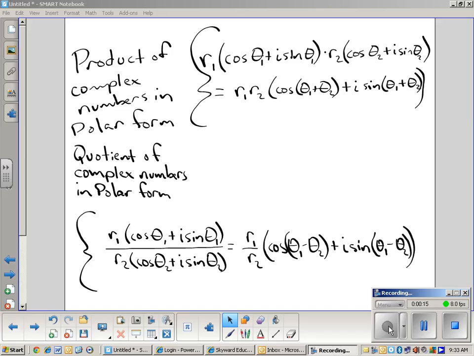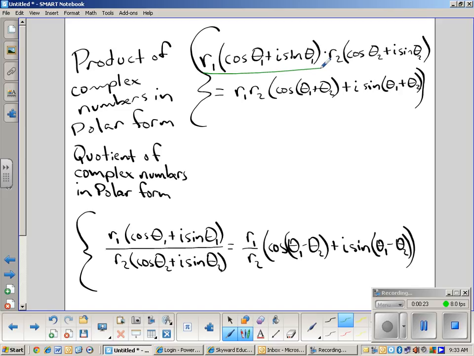Product of complex numbers in polar form. Remember, this is a polar form, okay? r times cosine theta plus i sine theta. And so if we multiply these two together, we get this one.